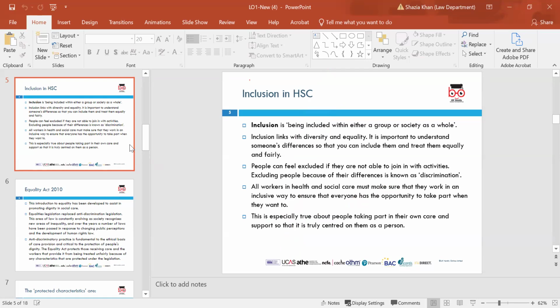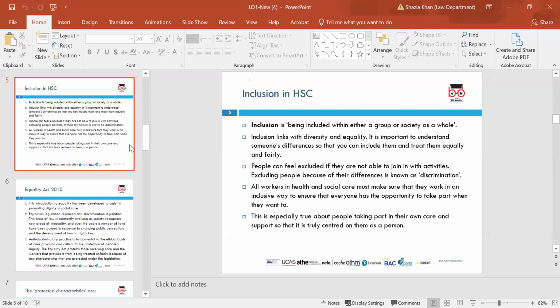You are providing care and support for, but also ensuring that people are included in their local communities, are all able to maintain relationships and so on, to avoid any sort of social exclusion or making them feel isolated. All workers in health and social care must make sure that they work in an inclusive way to ensure that everyone has, again, equal opportunities.